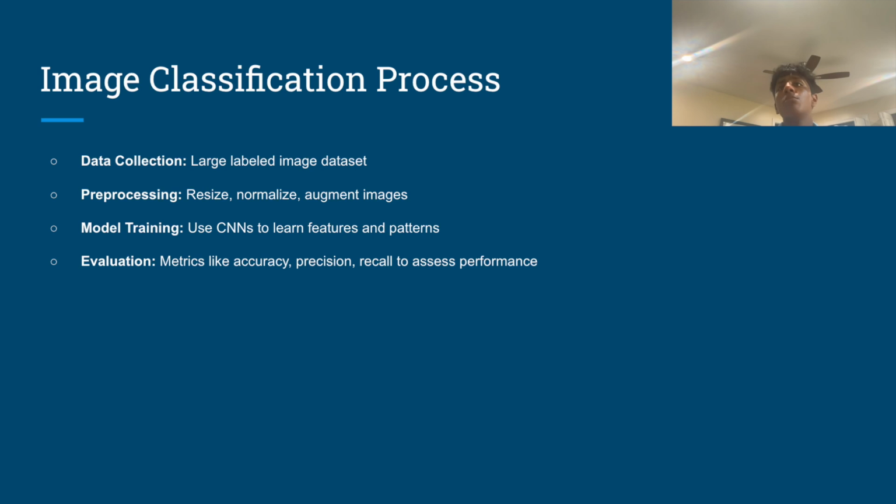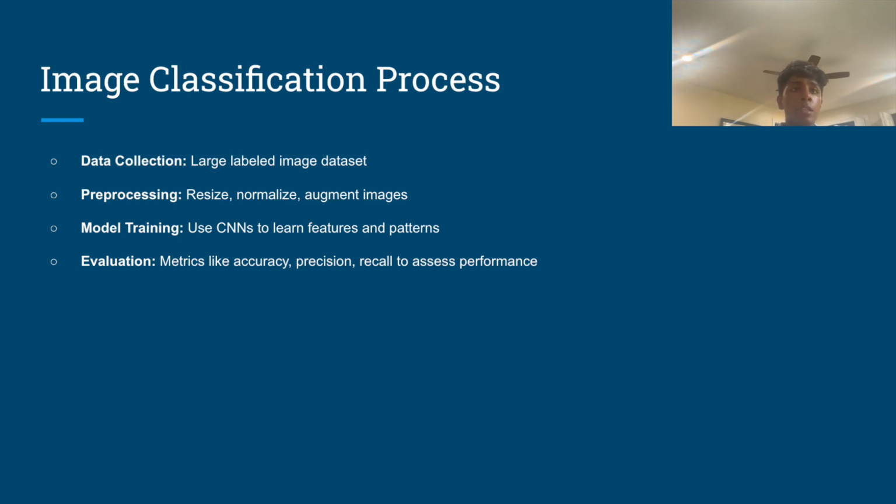Pre-processing. In this stage, the images undergo a series of transformations to ensure they are suitable for analysis. Pre-processing tasks might include resizing the images to a standard size, normalizing the pixel values to a common scale, or performing data augmentation to artificially increase the size of the training dataset by applying random rotations, flipping, or zooming to the images.